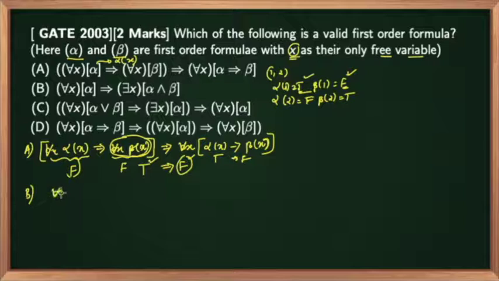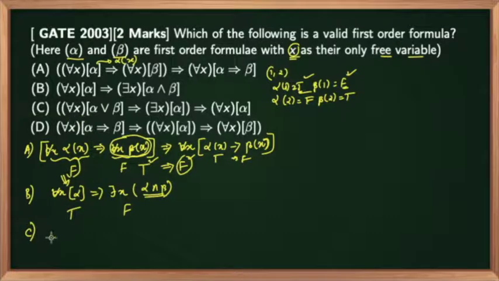It says for all x alpha, remember it is alpha of x, implies there exists an x alpha and beta. See, I can make this side true and this side false very fast because I can assume all the alpha of x is true, and if I make all the beta of x is false, then I will have definitely true implies false, right? Because here alpha and beta. Okay, so let me see the choice C.